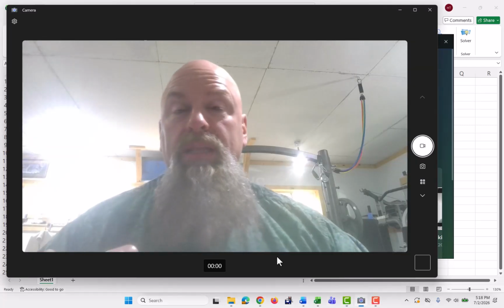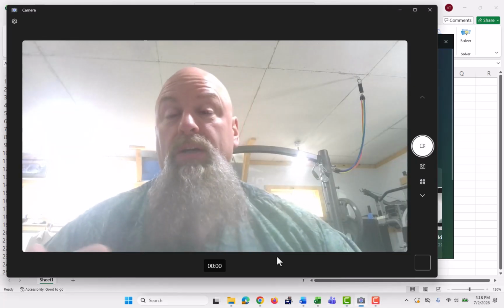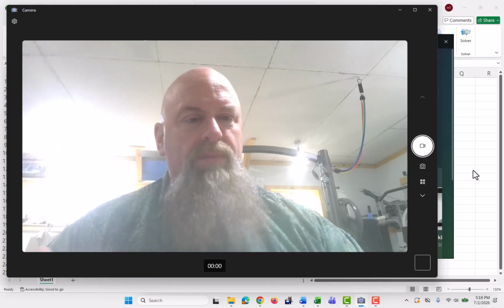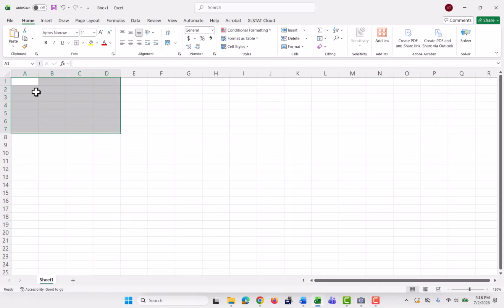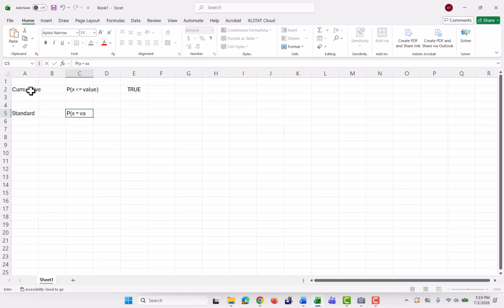Now we're going to take a look at the binomial probability calculations in Excel. The binomial distribution function in Excel can actually work in one of two ways. It can be cumulative, in other words, calculating the probability that x is less than or equal to a given value, and we do that by denoting it as true. Or it can be standard, in other words, the probability that x is exactly equal to that given value, if we denote it as false.